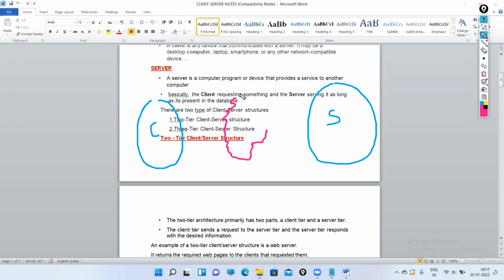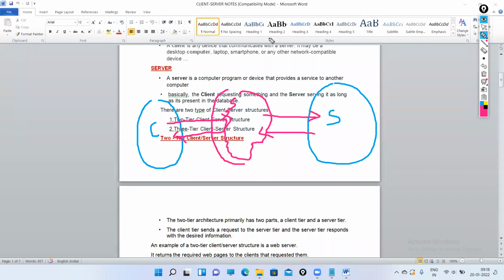Now if you want to communicate with the server, first of all the client sends a request to the application server, and the application layer then sends the request to the server. Whenever the server gives a response, that response first enters the application layer and then goes to the client. In between we can use one application layer.